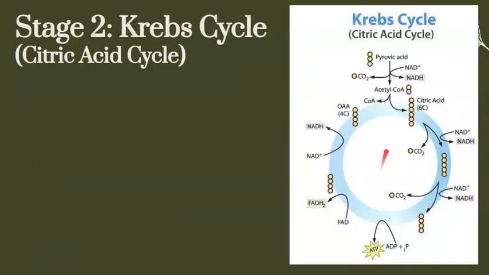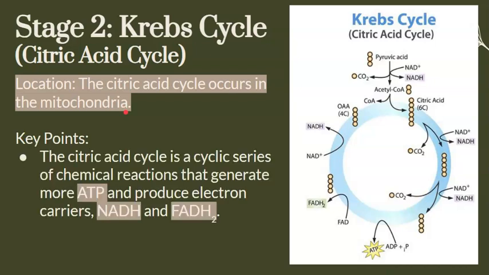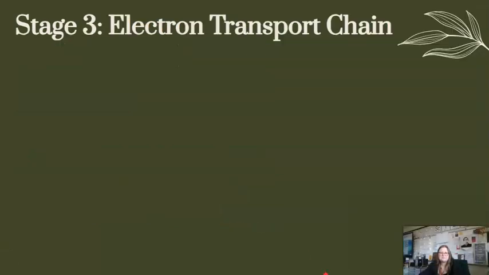Then we're going to move on to the Krebs cycle, aka the citric acid cycle. Here's our pyruvate coming in, and this is happening in the mitochondria. So we have gone from outside of the mitochondria in the cytoplasm into the mitochondria. The citric acid cycle is a cyclic series of chemical reactions that generate more ATP and produce electron carriers, NADH and FADH2. So we have our pyruvate that goes in. We use NAD plus, which creates an NADH. And then we go through this system using more and more, and we end up with more ATP, which we get down at the bottom.